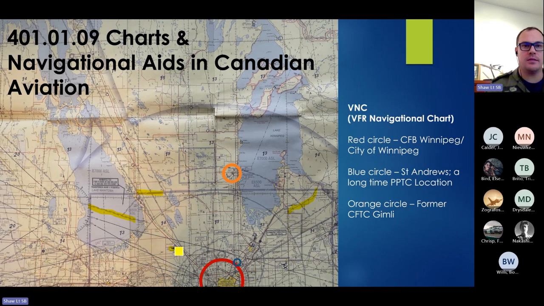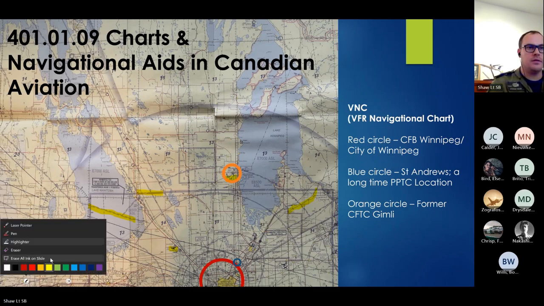You've got that symbol right there over, looks like woodlands. So that looks like an ultralight flying area. Up here near Gimli, you've got a glider, all sorts of good stuff. And then of course, we've got a VOR right there, the Langruth VOR. Okay, let's shut that off.